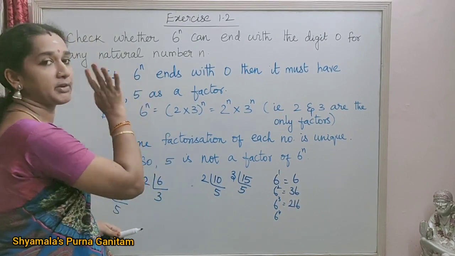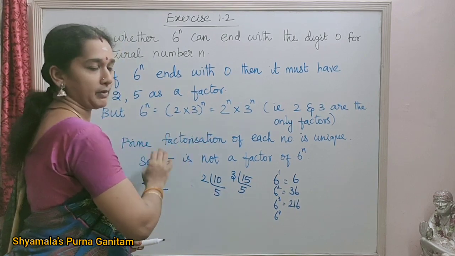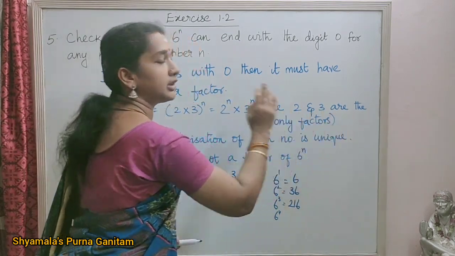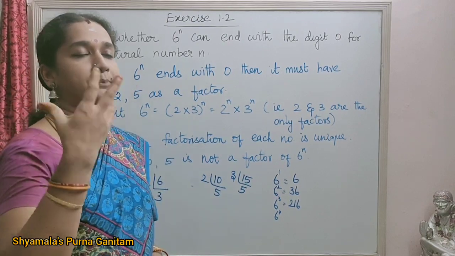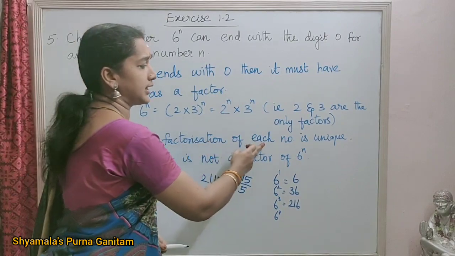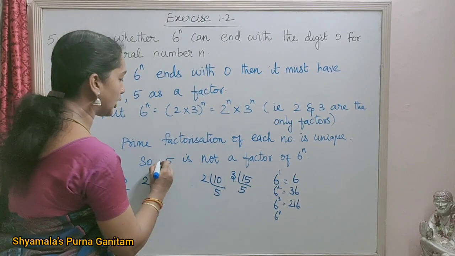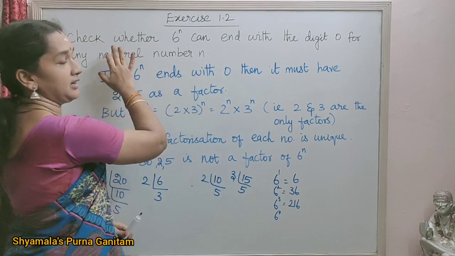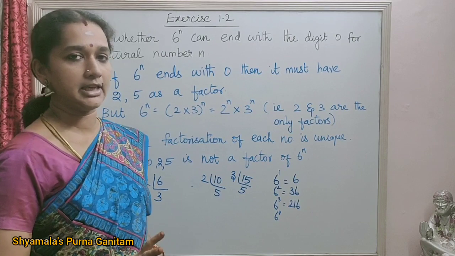Here if you take 6 power n, what are the factors for that? 2 and 3. That is 2 into 3 whole power n, which is equal to 2 power n into 3 power n. That is, 2 and 3 are the only factors. As I told you, using the fundamental theorem of arithmetic, prime factorization of each number is unique. So 2 and 5 is not the factor of 6 power n. So we checked that 6 power n cannot end with 0.